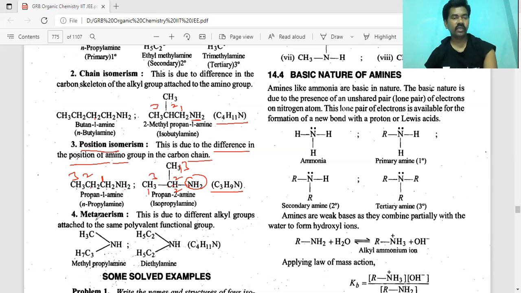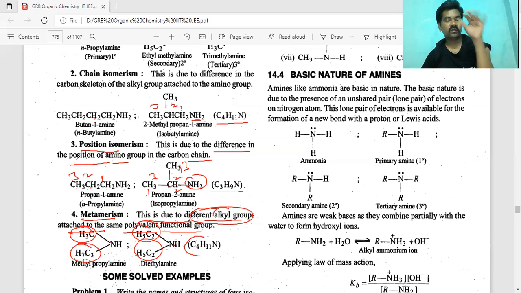Next, metamerism. This is due to different alkyl groups attached to the same polyvalent functional group. What is the difference here? The alkyl groups are different. Here you can see this is a CH3 group and this is a C3H7 propyl group, methyl and propyl. The name of this compound is methyl propyl amine, and in this one the two groups are the same, C2H5 and C2H5, called diethyl amine. The molecular formula is similar, but the alkyl groups are different, attached to the same polyvalent functional group.